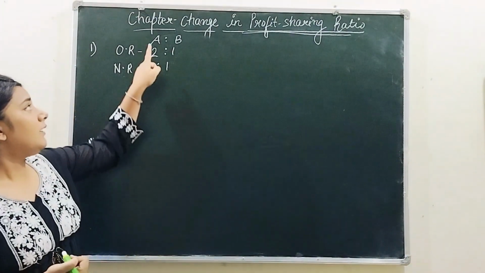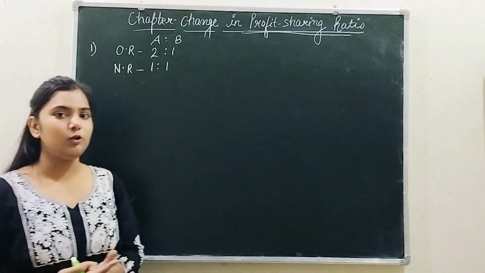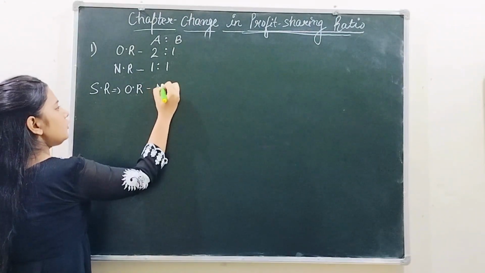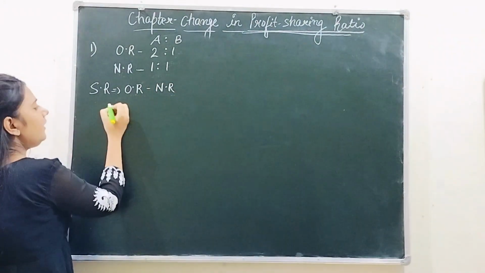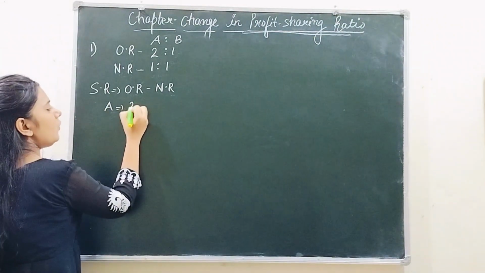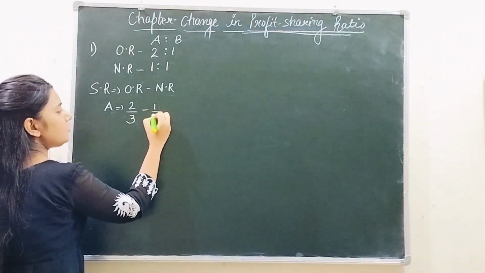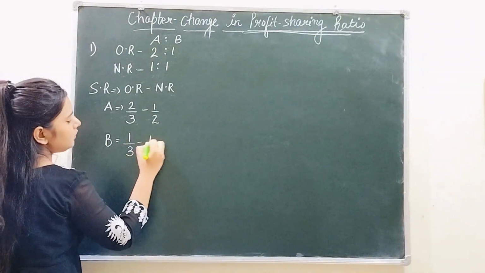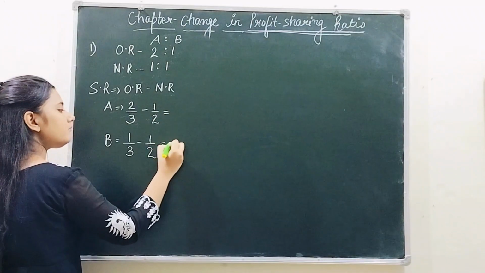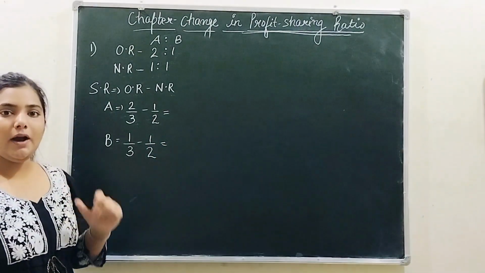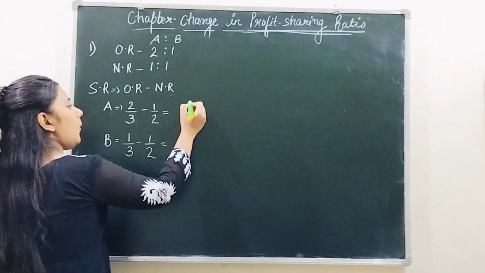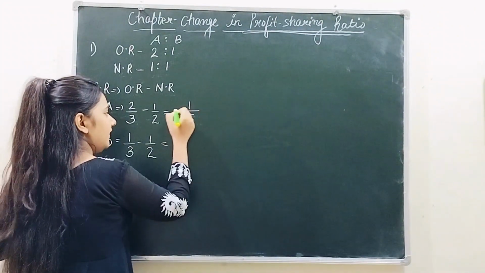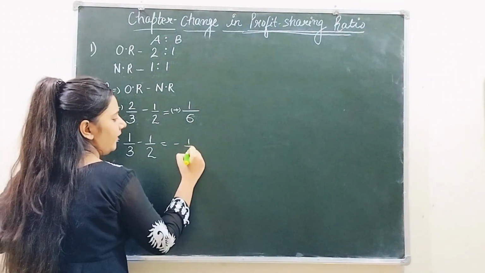What does it mean? It means that partner A is sacrificing, so what do you have to do? You have to apply the sacrificing ratio formula, which is old ratio minus new ratio, right? So for A, your old ratio was 2/3 minus 1/2, and for partner B, your old ratio was 1/3 minus 1/2. Right? When you solve this, you will get positive 1/6 and negative 1/6.